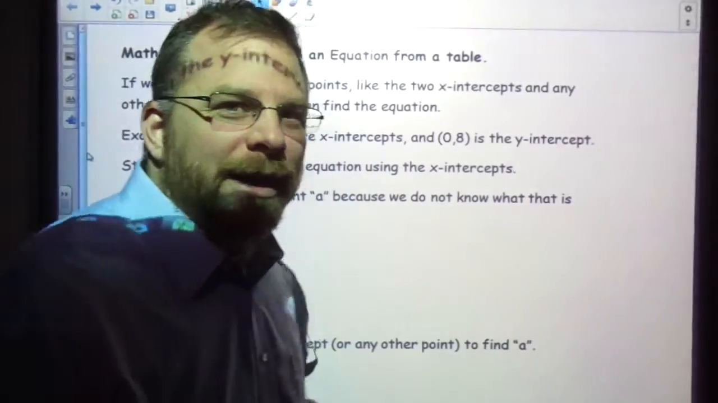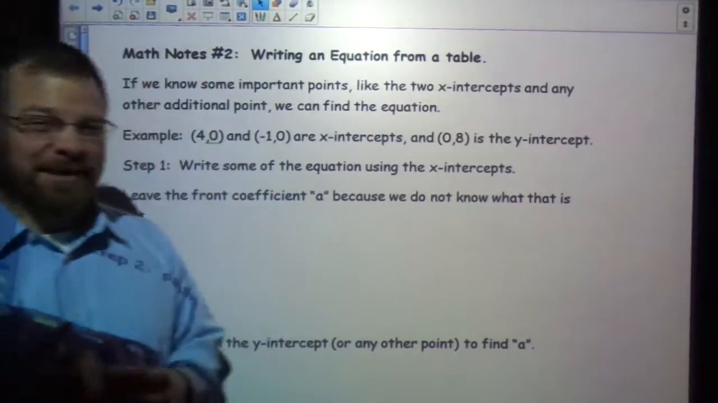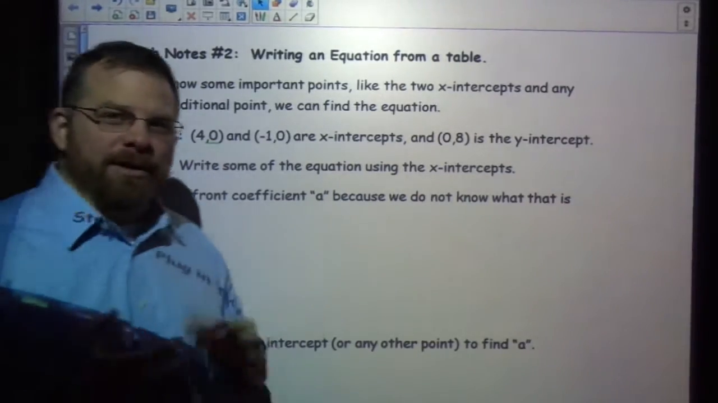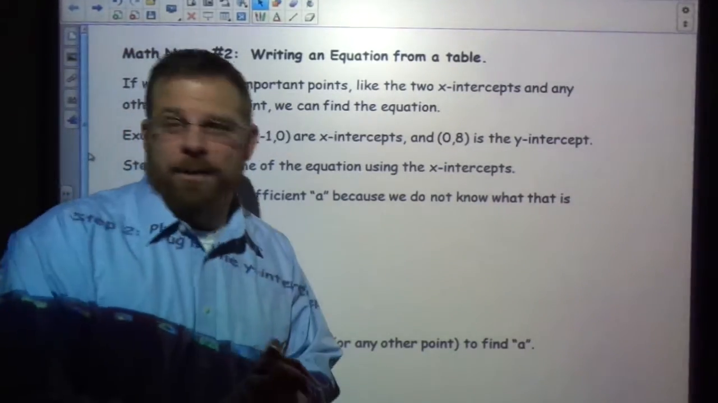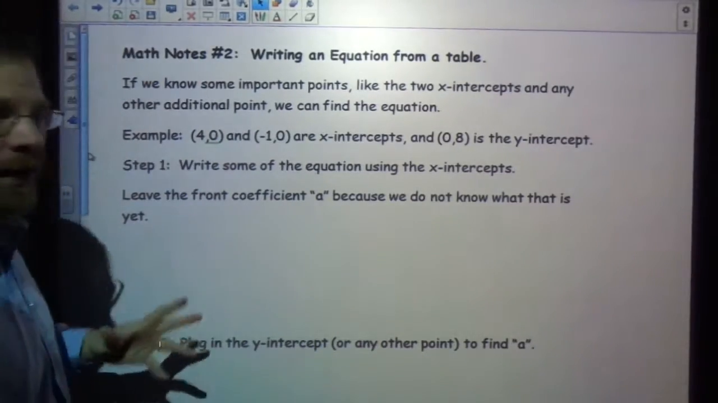Hello and welcome to writing equations from a table, except there's actually no table in this example. We're going to give you 3 points that are important points. However, this can work if you have a table of points, it's just a matter of picking the right ones.